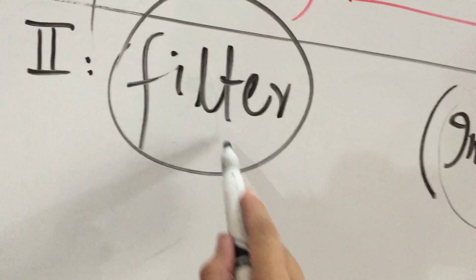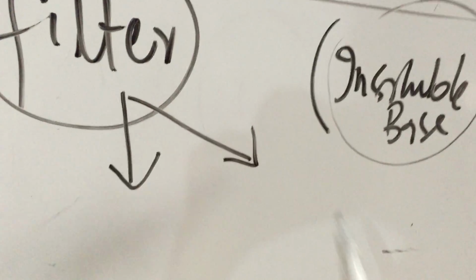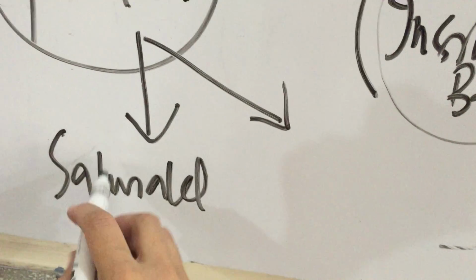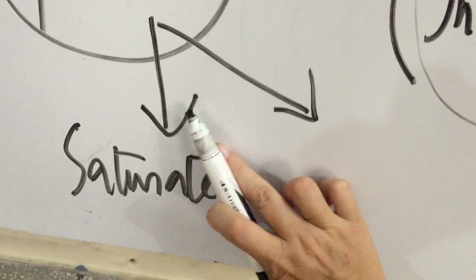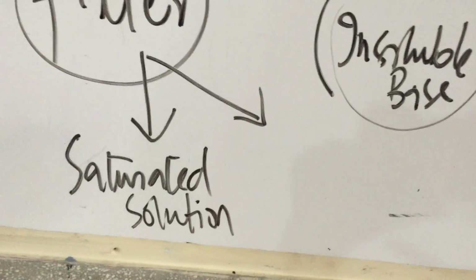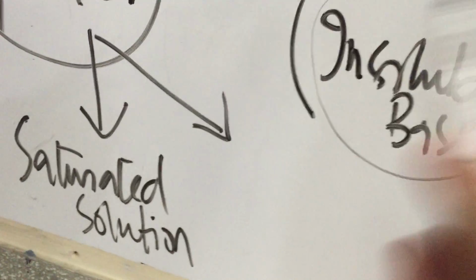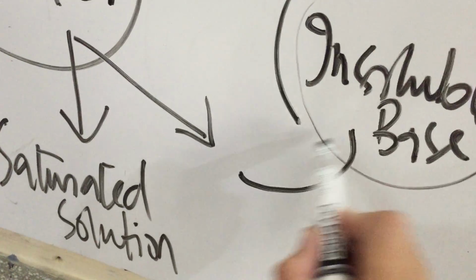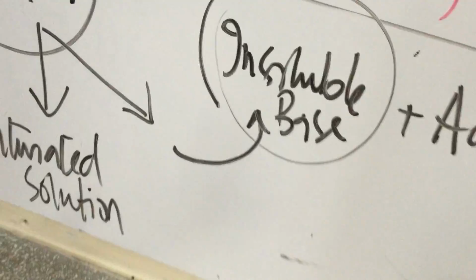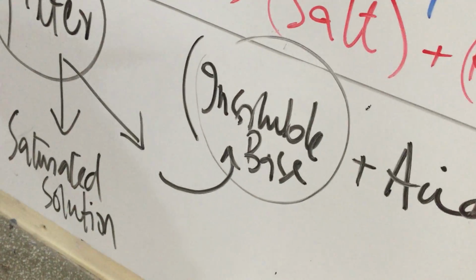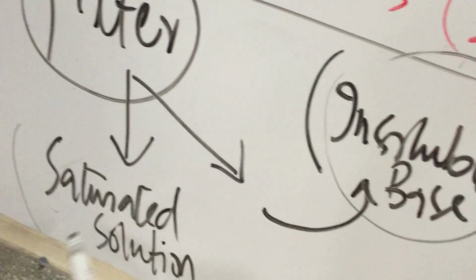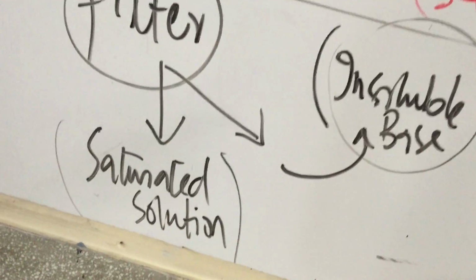This will give you your saturated solution. I'm going to correct the spelling, saturated solution. Along with that, if you have filtered it, then on the filter paper you will get your insoluble bases, because they haven't reacted with the acid, or the acid was unable to react with the insoluble base because it has already dissolved its limited amount of insoluble base. So you will get your saturated solution. Now this story doesn't end here.